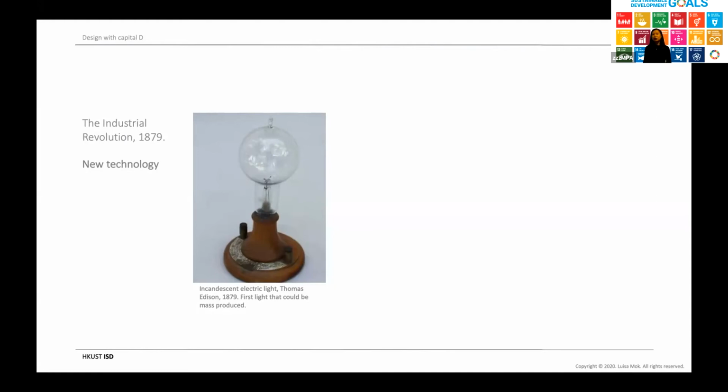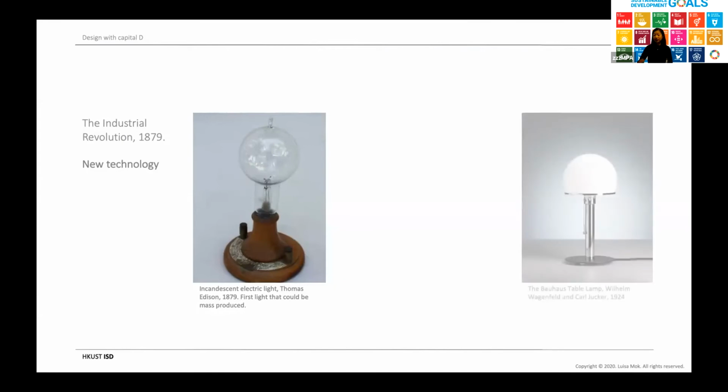And then a very strong group of people criticized this, and one of the groups is the Arts and Crafts movement. So they said, we need to go back to craftsmanship. However, there is another group of people. They did not say the same thing. So this is the signature Bauhaus lamp. You can compare the two different lamps.